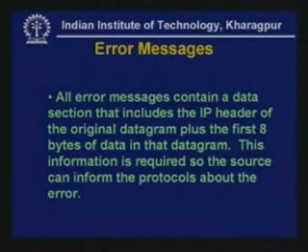So, after getting that message, the host machine must know to whom, to which process, this relates. That is why the initial part of the original datagram, that means the IP header of the original datagram plus the first 8 bytes of data in that datagram, is sent. You would understand that after the IP header what comes is the transport layer header. So, part of the transport layer header also goes back along with the ICMP message. This information is required so that the source can inform the protocols about the error.